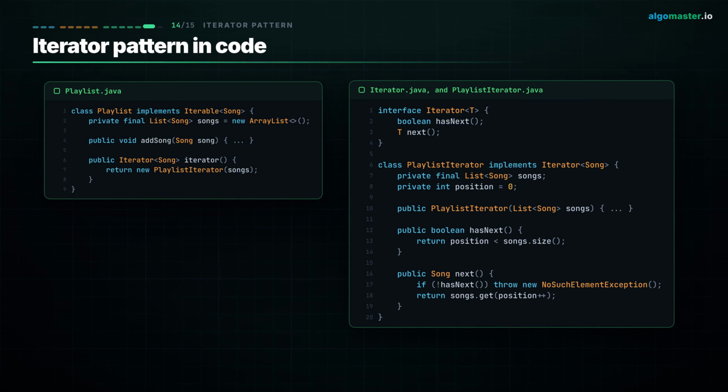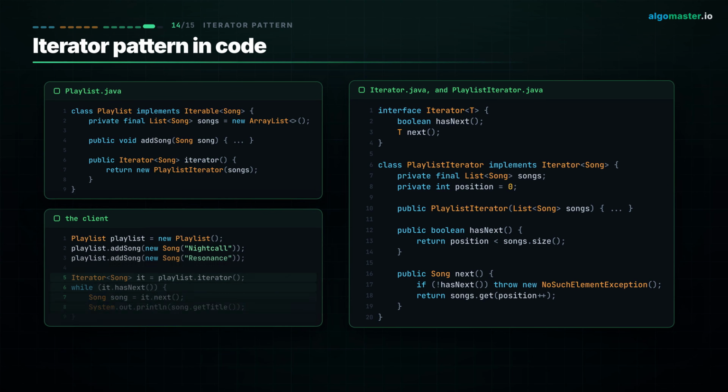Here is what it looks like in code. The playlist provides an iterator without exposing its internal list. The client can now traverse the playlist by repeatedly calling hasNext and next until every song has been visited.